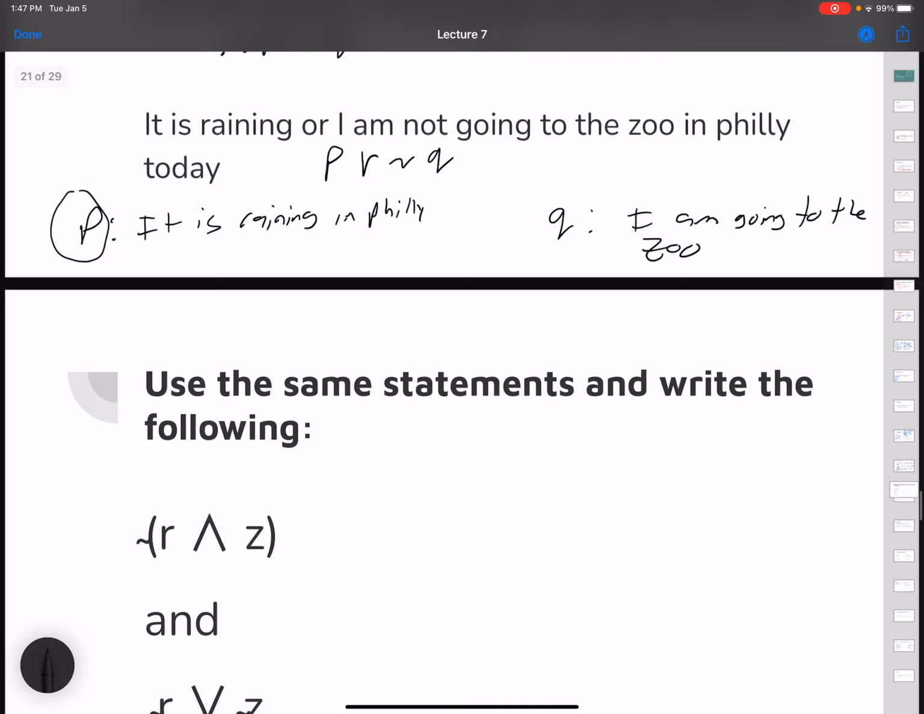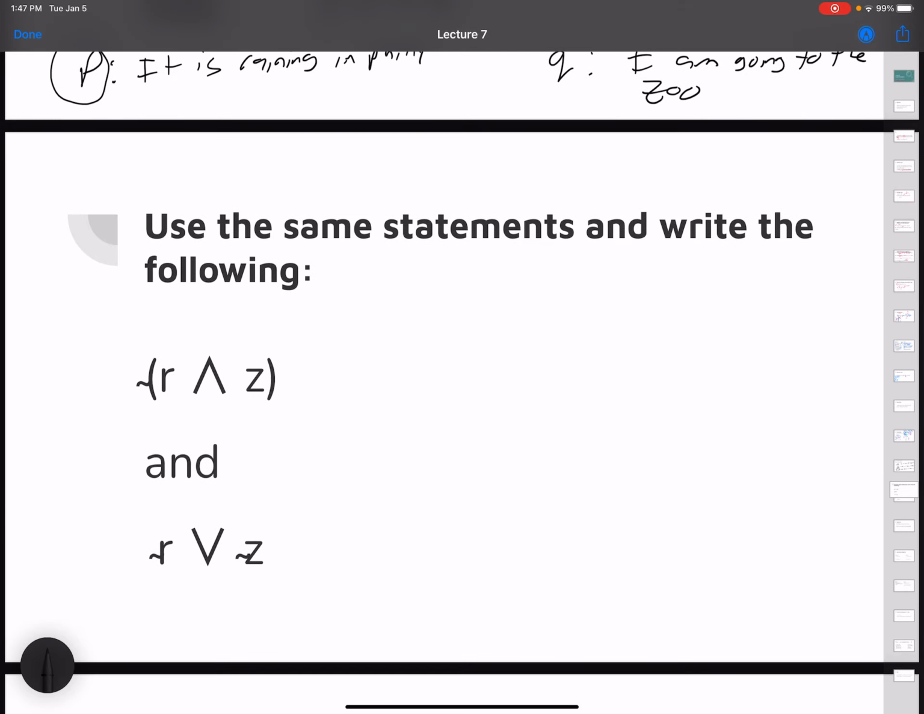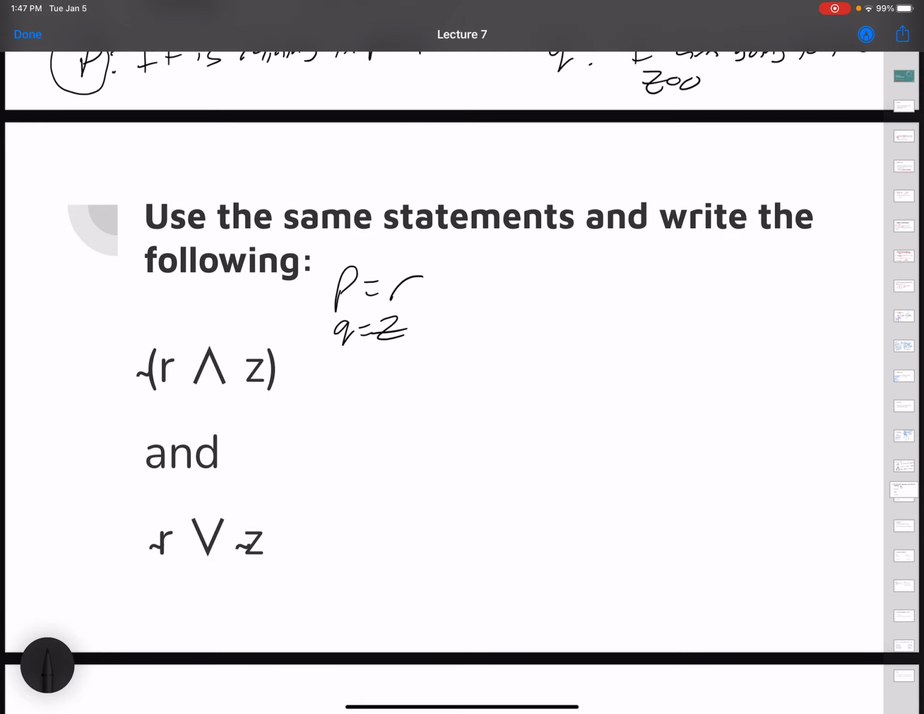And now just a test to make sure you guys are paying attention to my videos. Use the same statements. We'll say P is equal to R and Q is equal to Z. Use the same statements and write those as sentences. Put them back into sentences from the symbolic logic that's written. And if you do that and send it to me, you get an extra credit point on the first test.